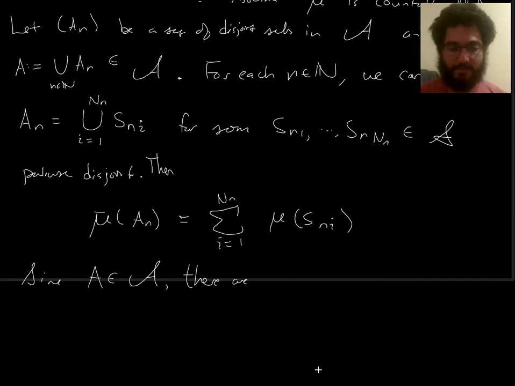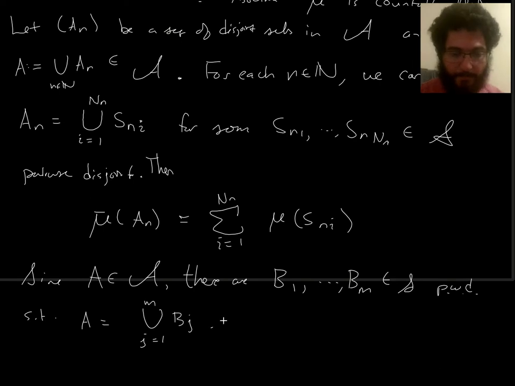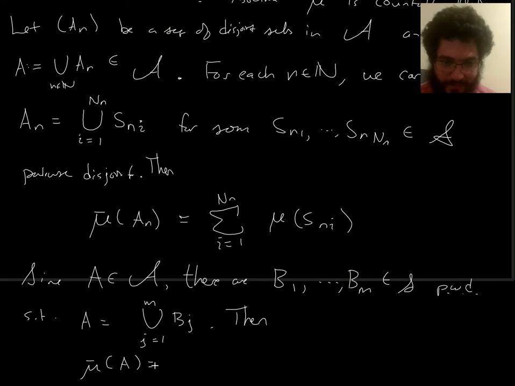What should I call them? I'm going to follow the textbook's convention so you can compare things if you want to some extent. There are, let's call them BJs, so B1 through Bm in S, pairwise disjoint, such that A is the union of the BJs. Now in this context I can say what mu bar of A is. It's the sum from j equals 1 to m of mu of the BJs.